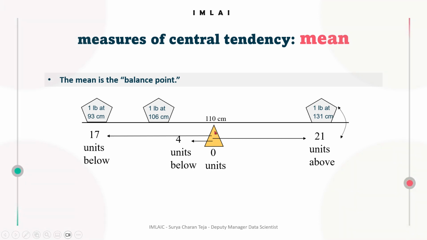To find the center point, the center of gravity: 1 pound times this distance plus 1 pound times this distance is equal to 1 pound times this one. If they're the same, you can get the center. If they're the same, that should be equal. So that's where the balance takes place.